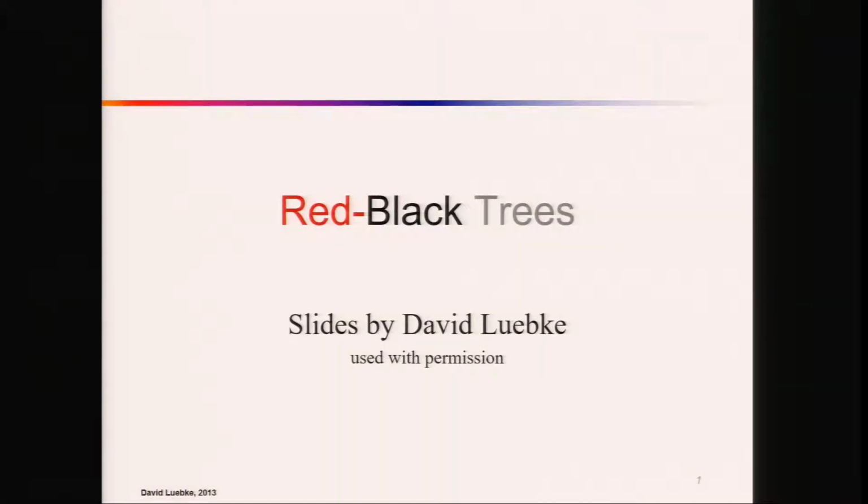So there's several versions of balanced binary search trees. There's AVL trees, there's 2-3 trees, there's B trees that are the generalization of 2-3 trees. There's red-black trees, which are really just an alternate variant of 2-3 trees. And I'll show you red-black trees.